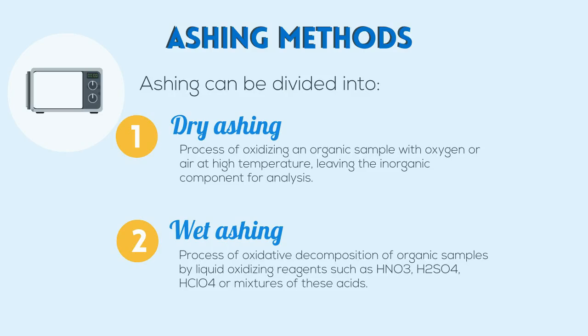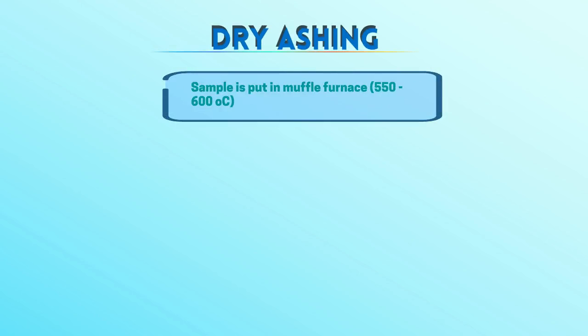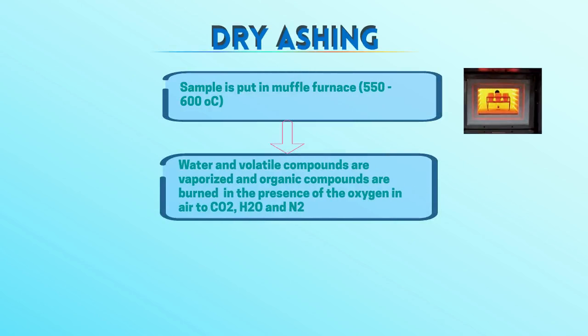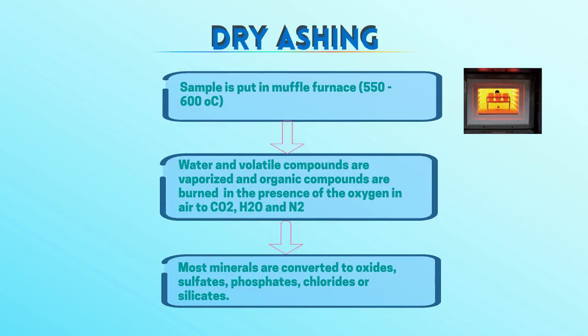Now let's take a look at the dry etching procedure. First, the sample needs to be put in the muffle furnace. Here, all the organic compounds will be burned into ash in the presence of oxygen, leaving all the minerals in the form of oxide, sulfate, phosphate, or silicates.